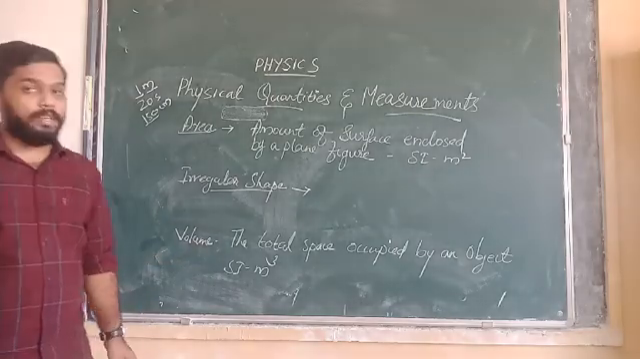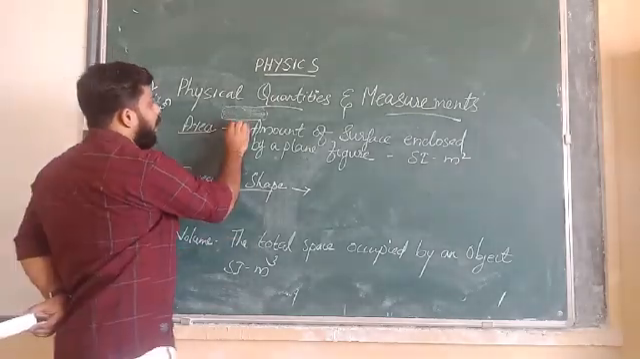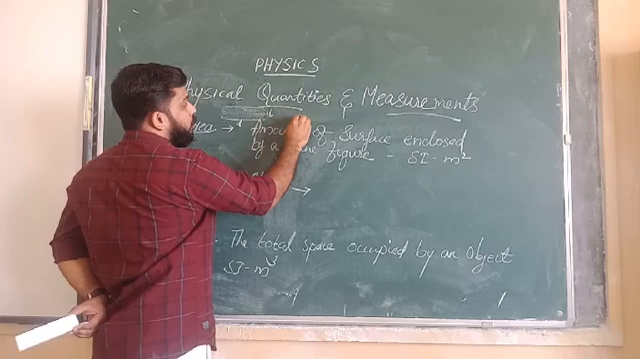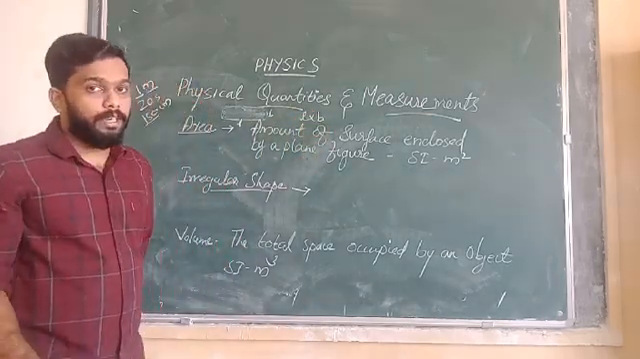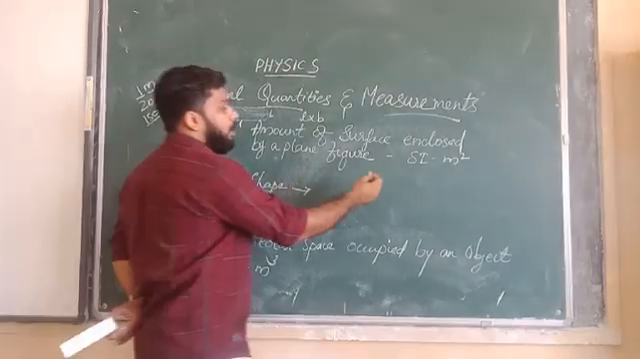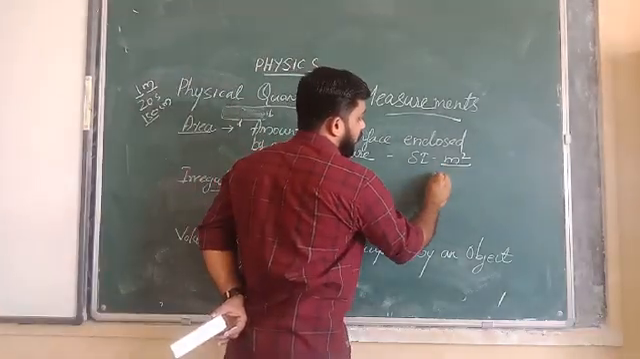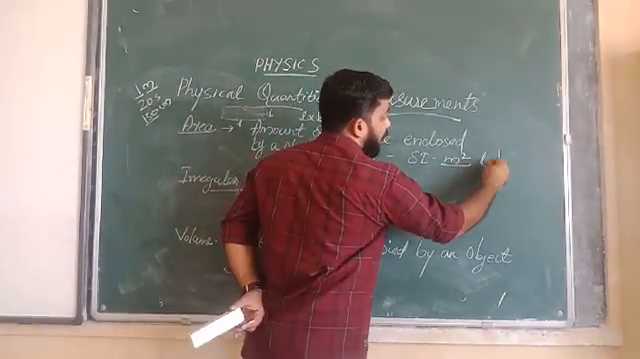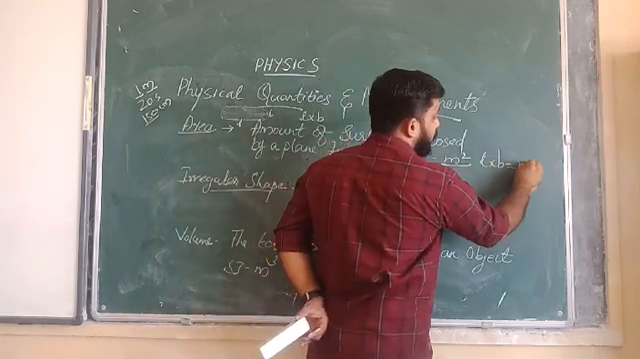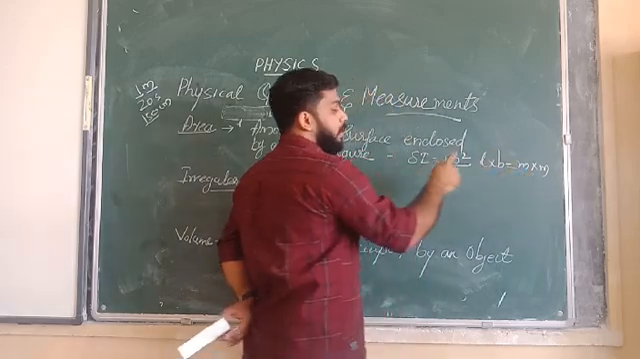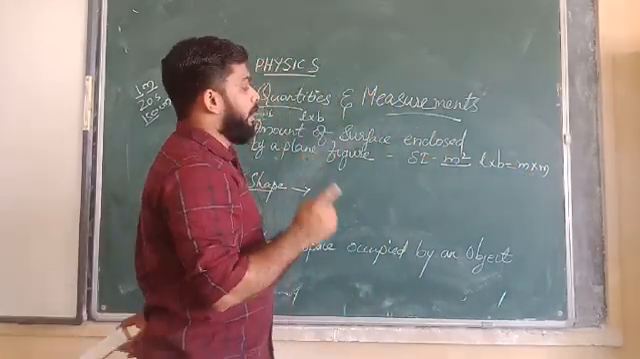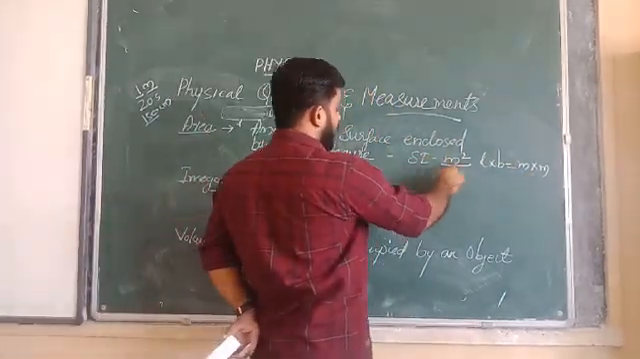And how are we going to measure the area? This is the length, this is the breadth. So length into breadth, you are going to get the area. And the SI unit of area will be meter square, because length is in meter and breadth is also in meter. Meter is the SI unit of length. So meter into meter, meter square.